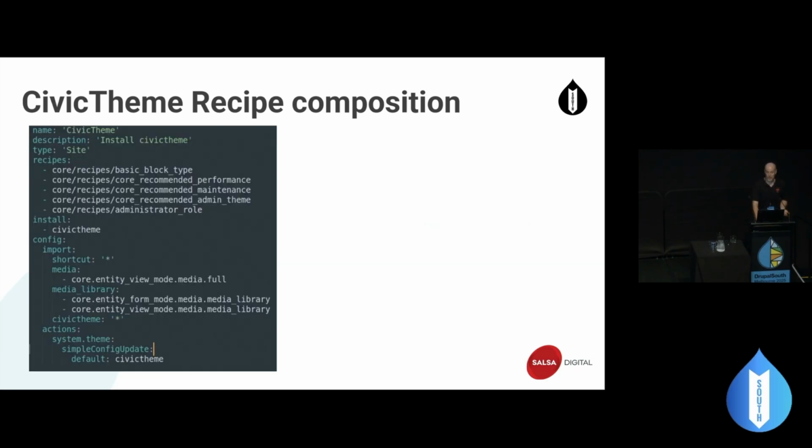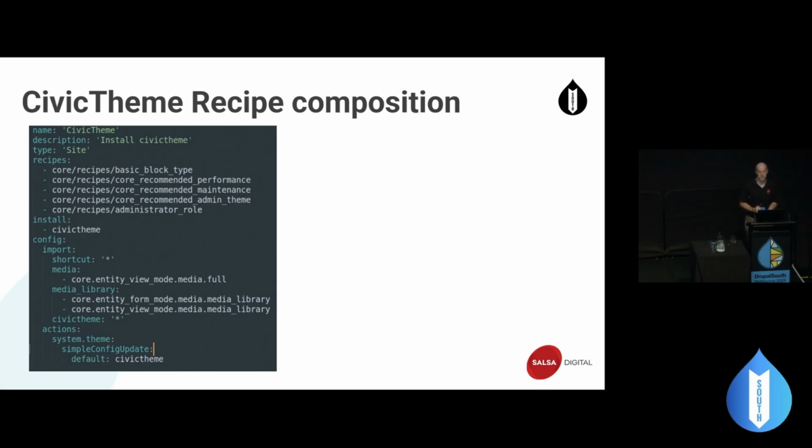It's quite simple. This is it in its entirety. Starting at the top, we have a recipes key. We've used a whole series of core recipes which we've brought in, and this is how you bring core recipes into your custom recipe. We're creating a basic block type. We're bringing in the recommended performance modules like page cache and all these other performance related ones. The maintenance one, like cron and logging, I think is in that one. For the admin, we're activating the admin theme for Drupal, and we're creating an administrator role. Then we move down to the install, and we install Civic Theme. Again, as I mentioned before, it doesn't bring in the bundled configuration. We do this below, and I'll show you how.